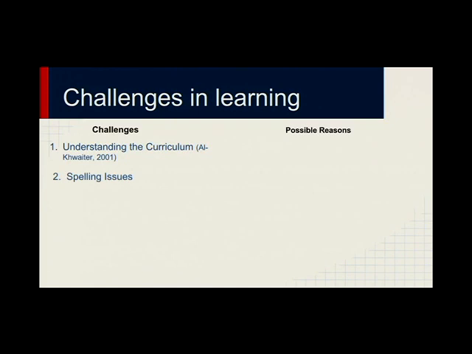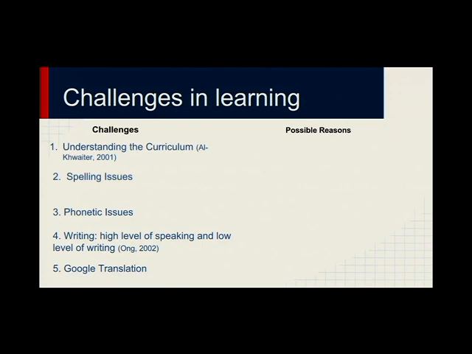Spelling issues, because I'm a language teacher, so I noticed that. Phonetic issues, pronunciation problems, and writing. My students have a lot of writing problems, but they have a high level of speaking and a low level of writing. Ong talks about that in detail. And then finally, Google Translate, right? So these are the challenges that my students face, and there are possible reasons why we have these problems.